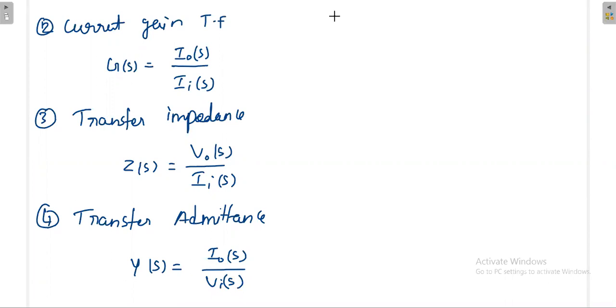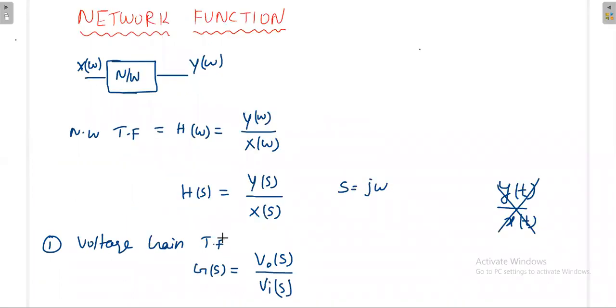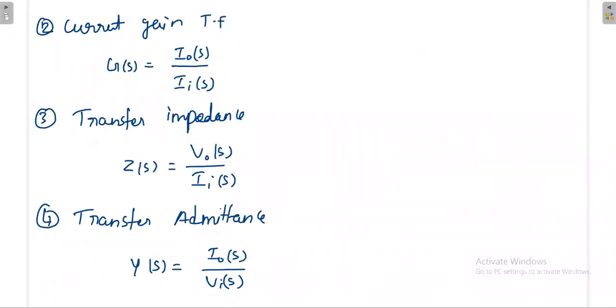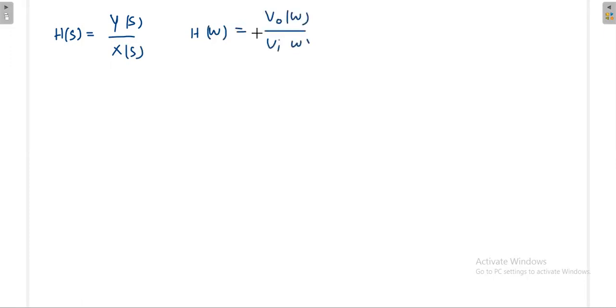In general, out of all these quantities, mostly we will discuss the voltage gain transfer function. That means what is the input voltage, and what is the corresponding output voltage for a given system. So if it is h of s, then y of s divided by x of s, and the same thing can also be written as h of omega, which is output v naught of omega divided by vi of omega. In general we write this quantity for voltage, so that is output voltage divided by input voltage.